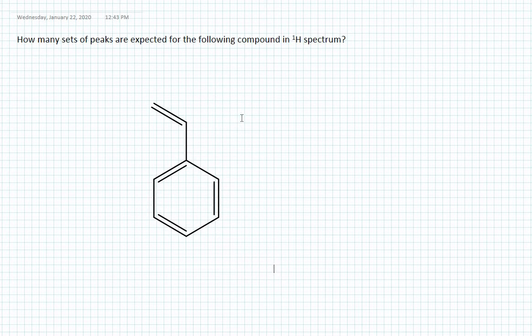In order to determine how many different peaks or sets of peaks we expect in the NMR spectrum, we have to identify different types of hydrogens. Let's start explicitly showing hydrogens. So we have two sets of hydrogens. We have here a carbon-carbon double bond, where we expect to find vinyl type hydrogens, and here we have a benzene ring, where we expect to find aromatic type hydrogens.